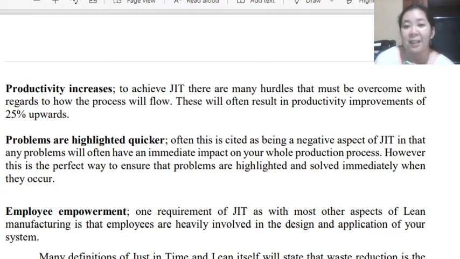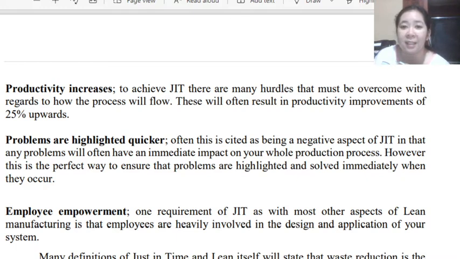Productivity will also increase. To achieve JIT, there are many hurdles that must be overcome with regards to how the process will flow. This will often result in productivity gains later on, okay, up to 25% upwards. Another is problems are highlighted quicker and solved earlier. Okay, that is very important.